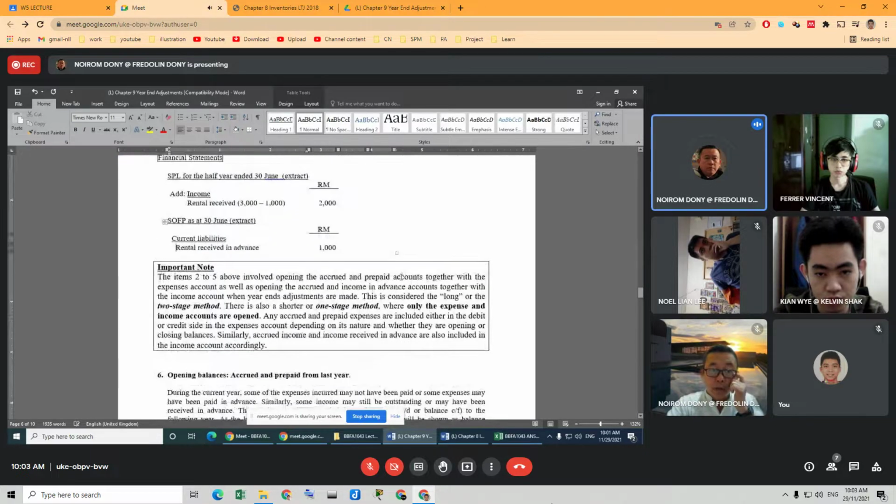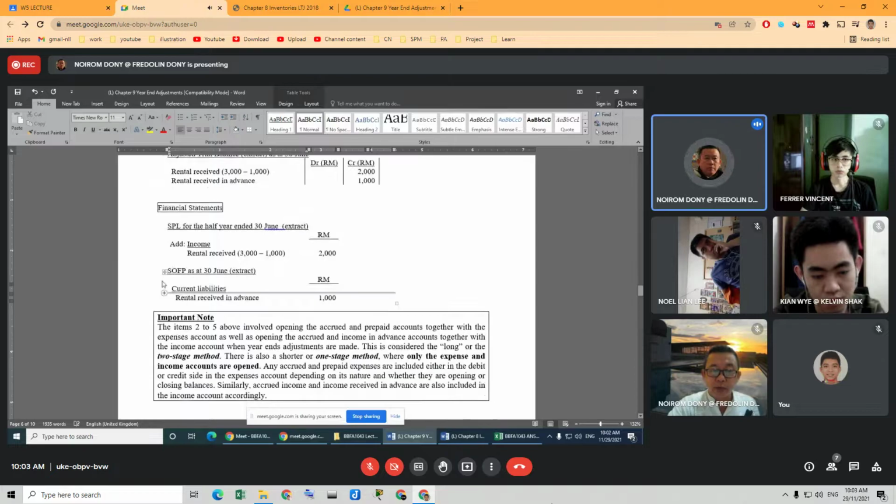Now, important note. The item 2 to 5 above involve opening and accrued and prepaid account together with expenses account, as well as the opening, the accrued income and advance account together with income account when year-end adjustments are made. So this is considered the long or the two-stage method.